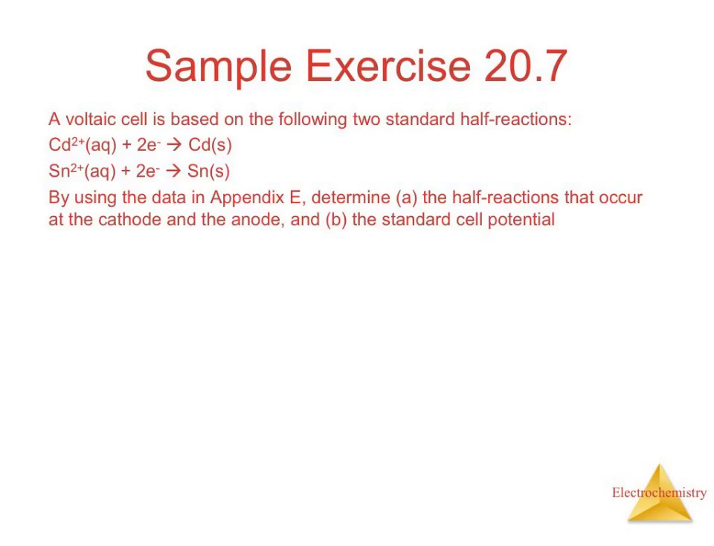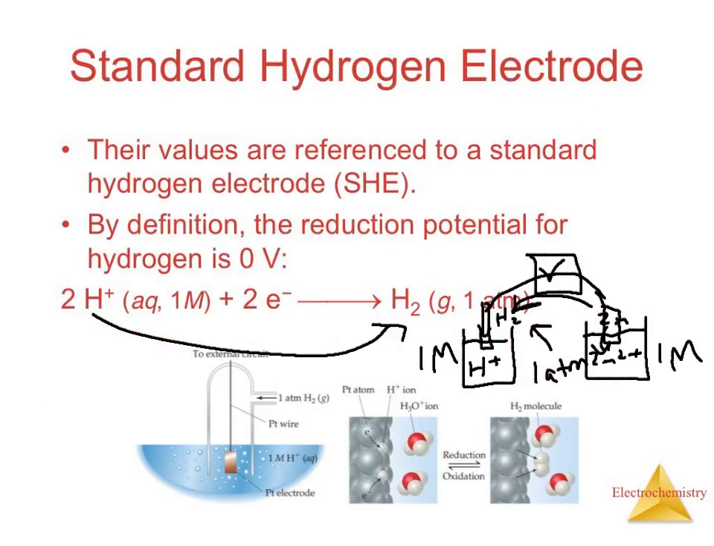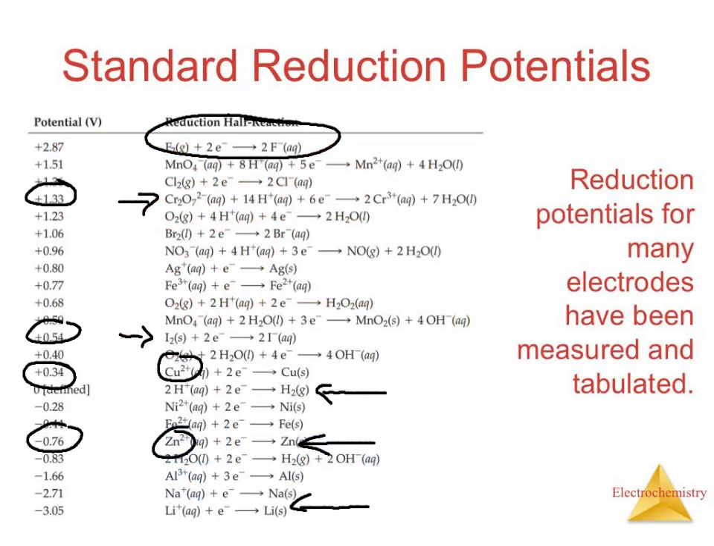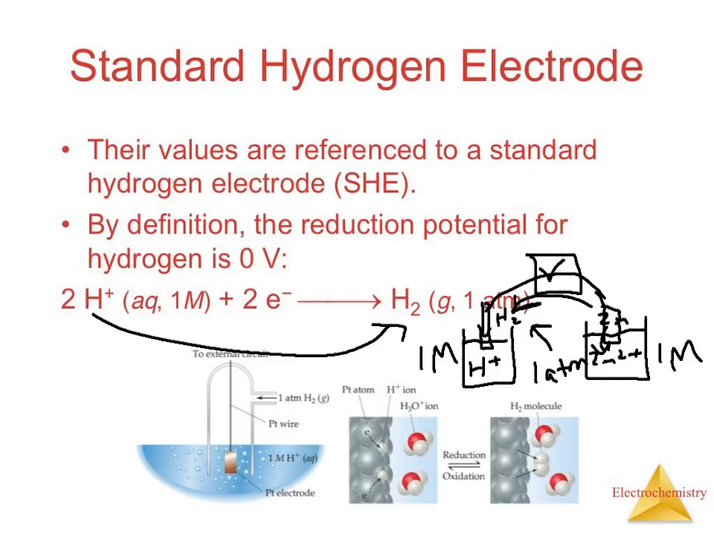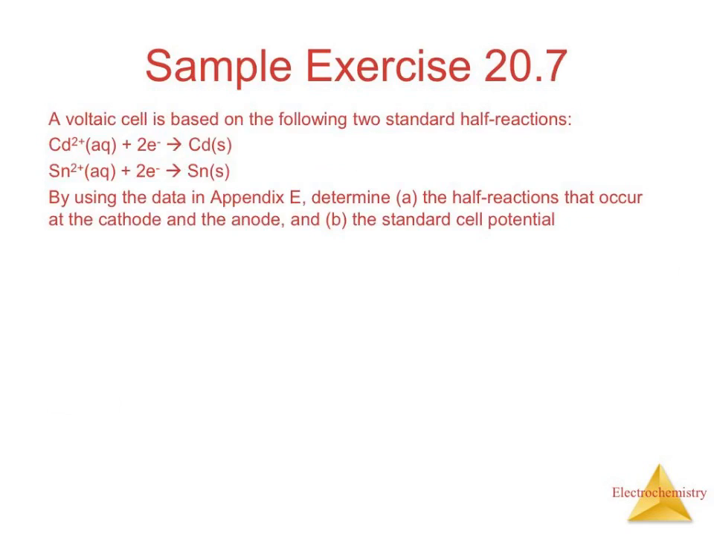So what we have to do is come back over here to the reduction potential chart and find both of those things. Nope, take it back. They're not on there. That's why it says to use Appendix E, because I guess that's a more complete list. So I'll just give you those values because that's what's going to happen on the AP exam.